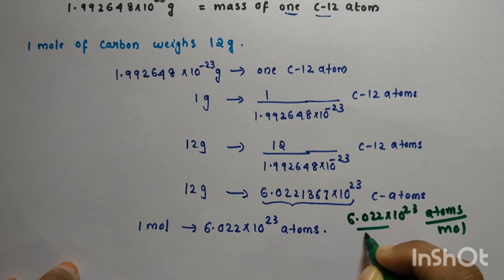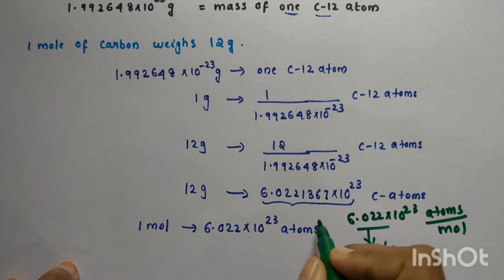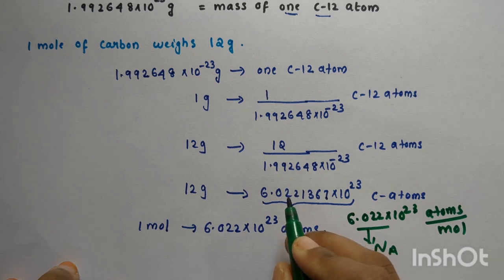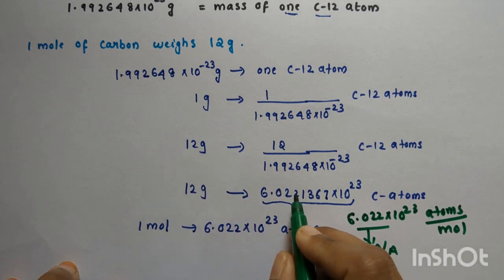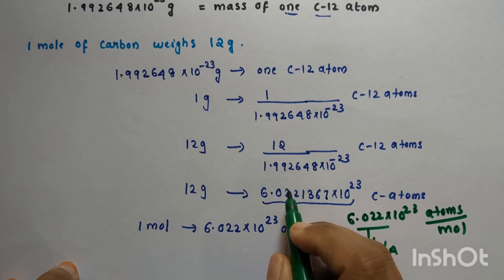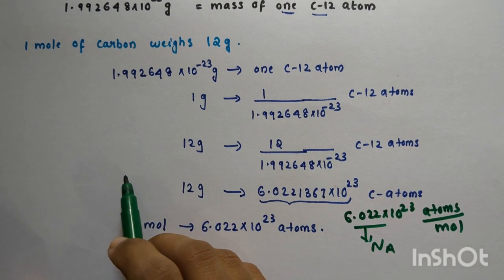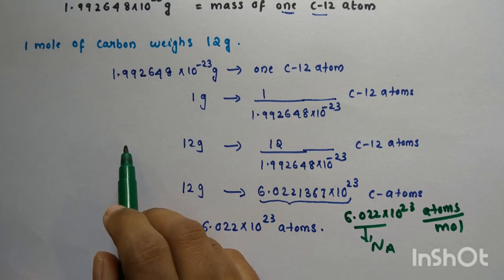This number is known as the Avogadro constant or Avogadro number, Na. That is, 1 mole is the amount of a substance that contains as many discrete entities or atoms as there are in exactly 12 gram of the carbon-12 isotope. So 1 mole is equal to 6.022 × 10^23. I hope the mole concept is clear to you.